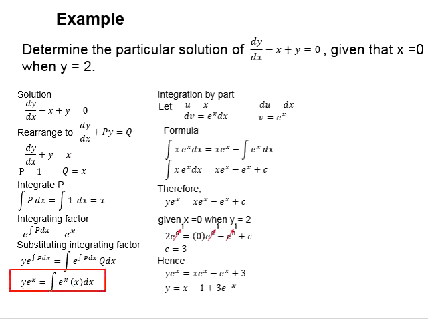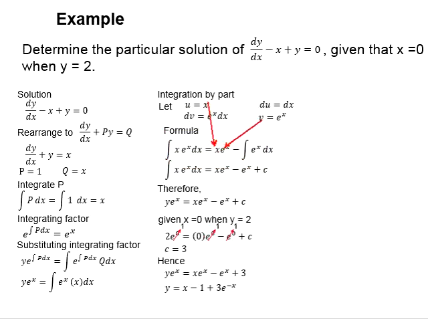And now you need to integrate this. The relationship is in the form of a product. Therefore, you need to integrate this by parts. Let u equal to x, while the rest equals to dv. Differentiate u, you get dx. Integrate dv, you get v. Use the formula of integrating by parts.